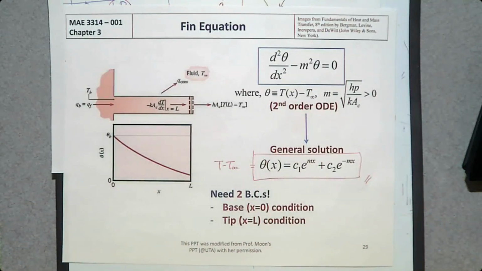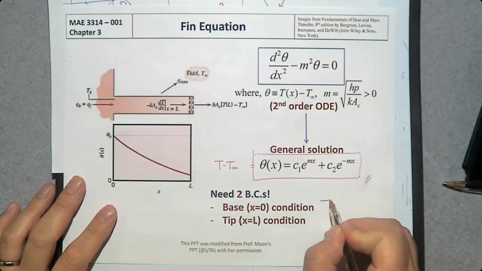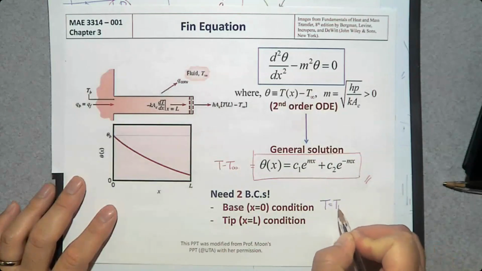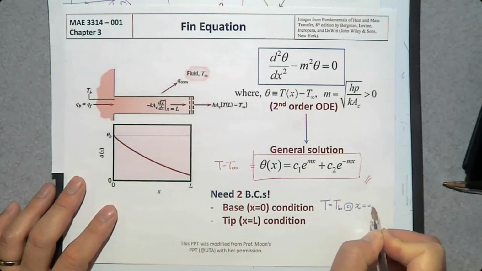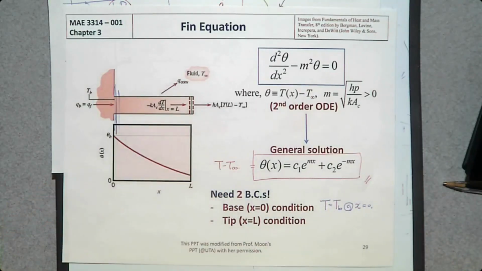But that's not the end. We have two unknowns, C1 and C2. So if you want to determine C1 and C2, how many boundary conditions do we need? We have two unknowns, so we need two boundary conditions. Then when we have a fin like that, one boundary condition can be, what is the base temperature? T is base temperature T_B when x is 0, when x is at the base. Okay, we have that. That's a simple boundary condition.